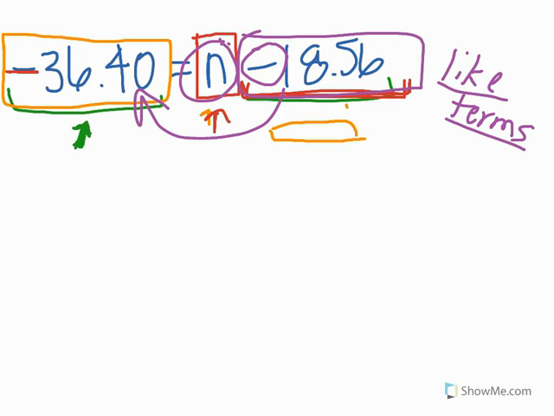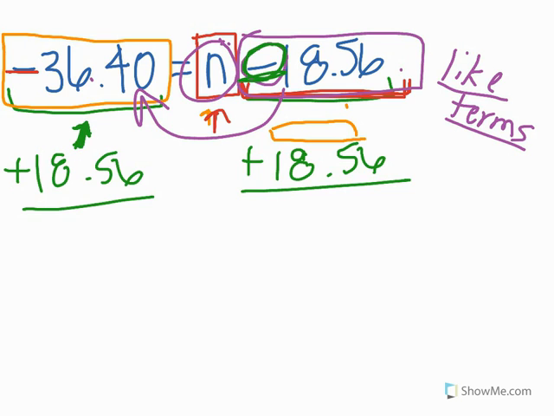They're terms that have the same variable or no variable, or the same variable and exponents. These two have no variables, so we can combine them. The way we combine them is by doing the opposite of whatever sign is in front. If it's addition, you do subtraction. If it's subtraction, you do addition. If it's multiplication, you divide. And if it's division, you do multiplication. Whatever it's telling you to do, you do the opposite. So here we have subtraction, so we need to add. We're going to add 18.56 to both sides.